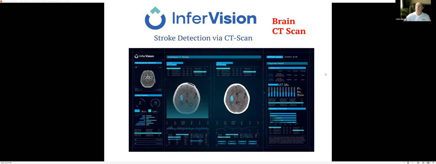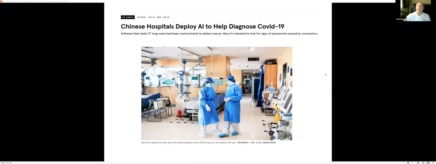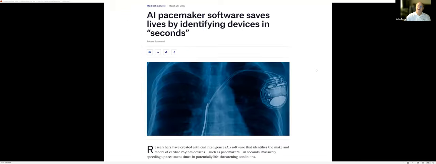Another thing that is useful for brain CT scans is to detect strokes, which have characteristic patterns when they occur. And you'd like to know right away if there is a stroke present, and if so, how you might intervene. In fact, it's even been used to help diagnose COVID-19. In these Chinese hospitals, 34 different Chinese hospitals reviewed 32,000 lung scans for this particular application to diagnose COVID-19 using CT lung scans.